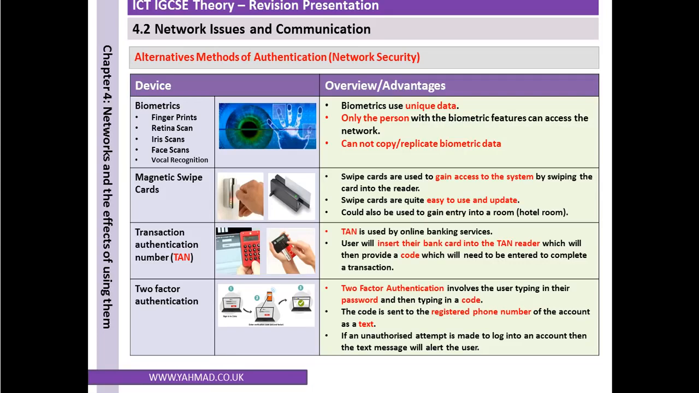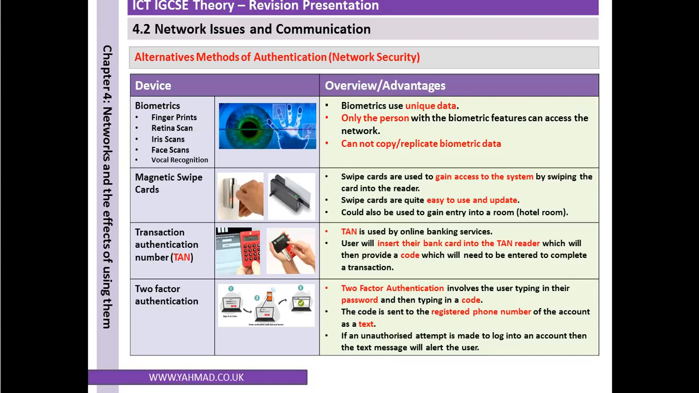Okay, then with two-factor authentication, a code will be sent to the registered phone of the account as a text message. Okay, the user will be prompted to look at their phone. Normally it's a 4-digit number, and they will be asked to enter that 4-digit number into the web browser to continue logging onto their online banking account.